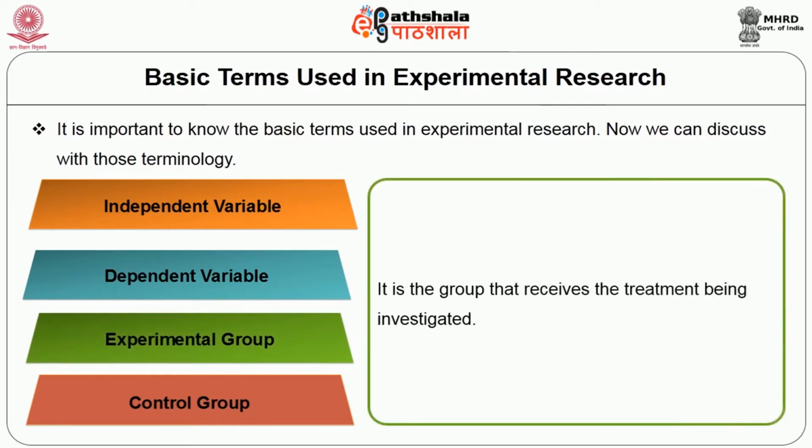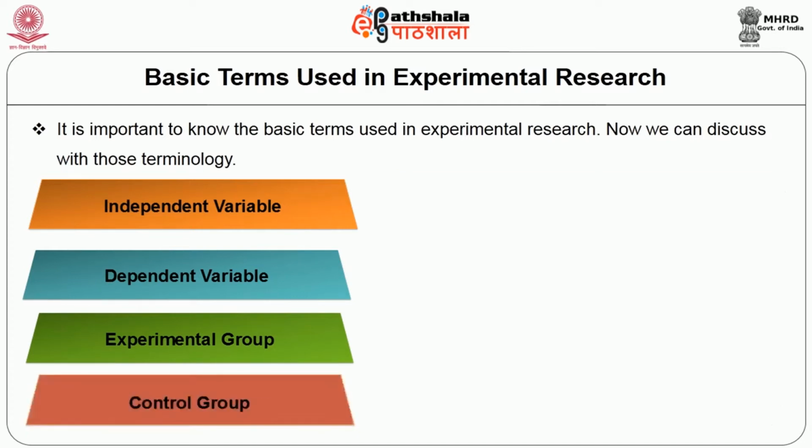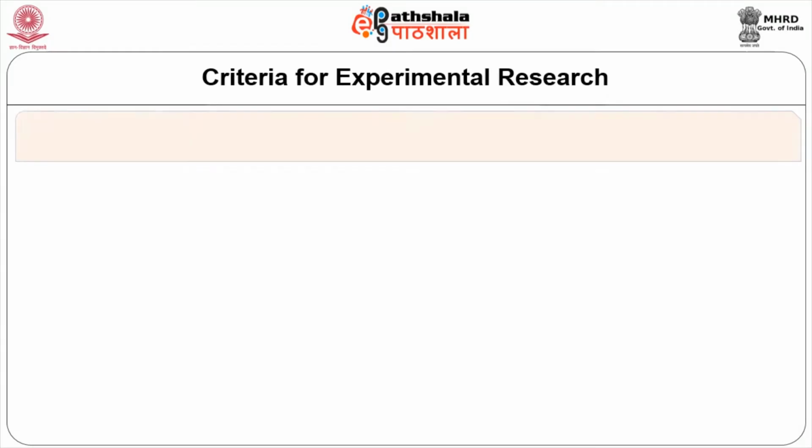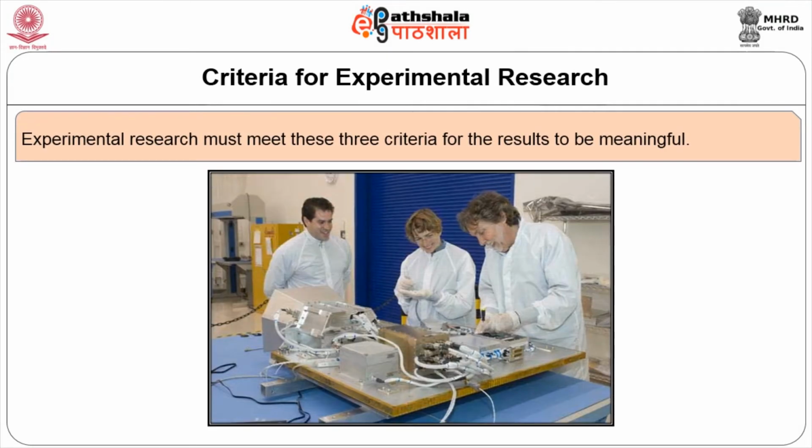Next, experimental group. It is the group that receives the treatment being investigated. Next comes the control group. It is the group that remains the same in order to have something to compare the experimental group against. Then the next concept is criteria for the experimental research. Here the experimental research must meet these three criteria for the results to be meaningful.